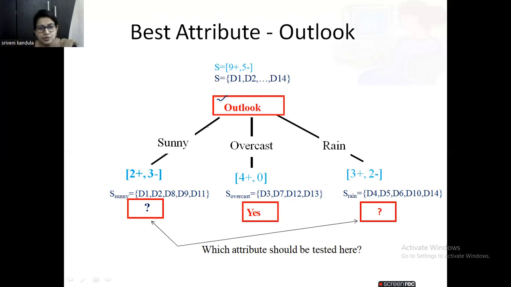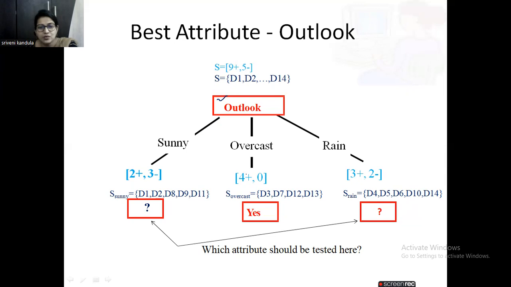Now coming to its path. Each path will have the various values of this attribute. So this attribute has possible values as sunny, overcast, and rain, right? Sunny has 2 positive and 3 negative examples, overcast 4 positive and 0 negative examples, rain 3 positive and 2 negative examples. And these are the examples that we have considered.